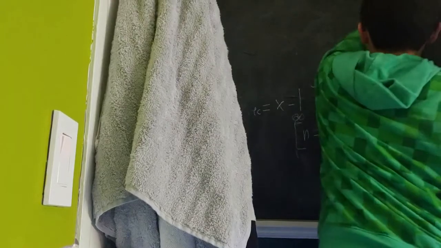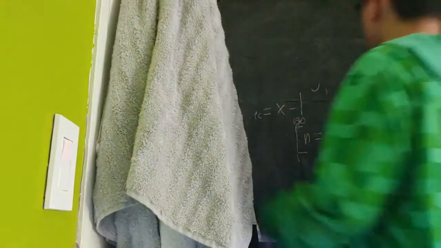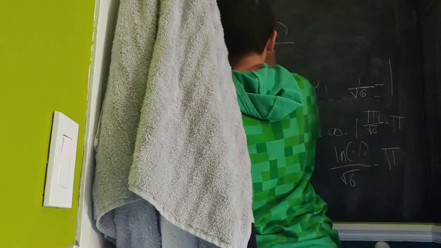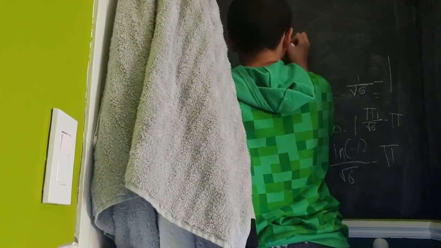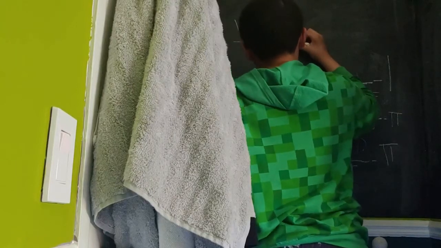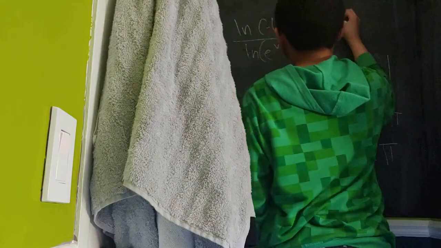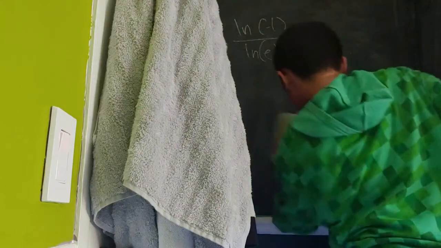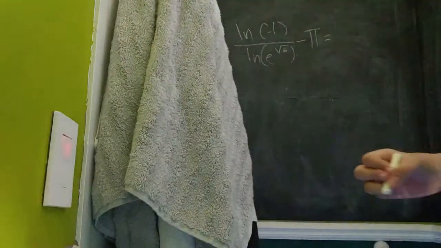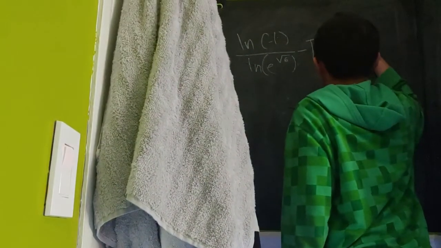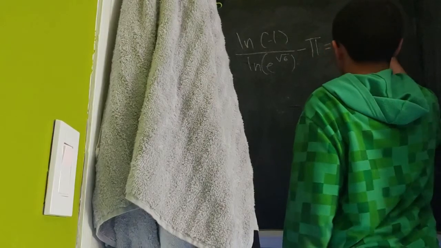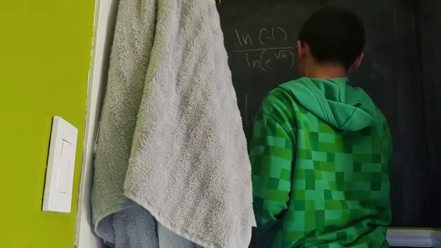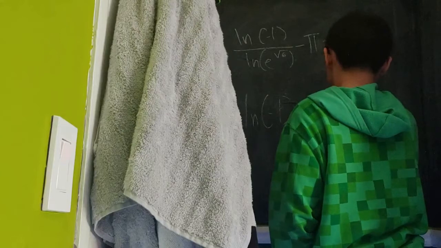Erase all this. And we're going to have natural log of negative 1 over the natural log of e to the square root of 6. It equals, actually, minus pi, don't forget minus pi. This is going to equal the natural log of negative 1 minus natural log of e to the square root of 6.